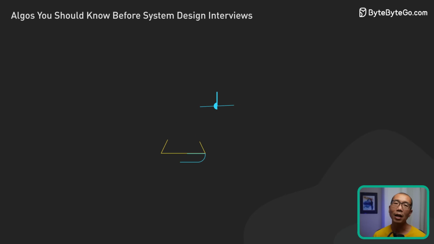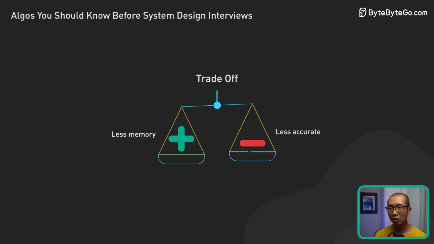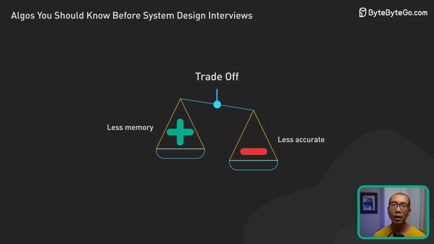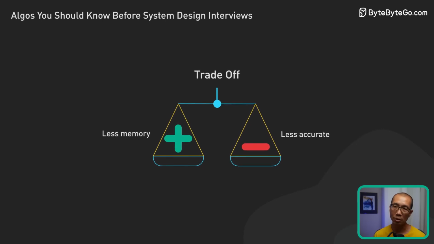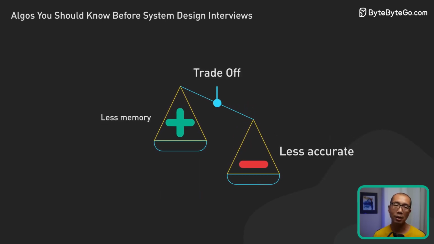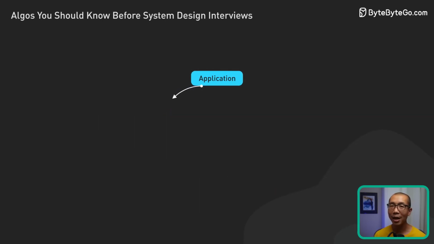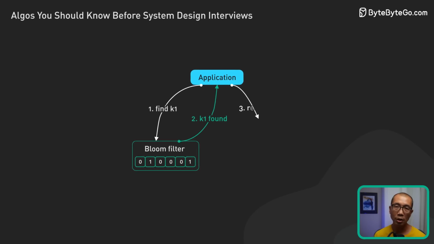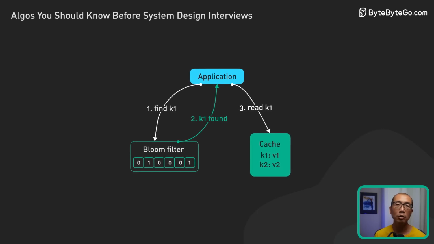We can't remove elements once added. And what about those false positives? We can tweak things like size or hash functions to balance space and accuracy. Bloom filters shine in caching, deduplication, and analytics by quickly filtering out noise.